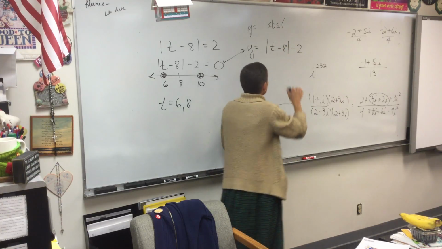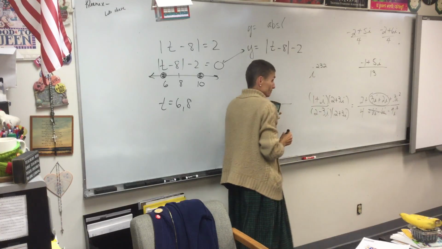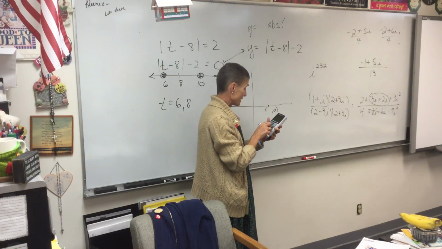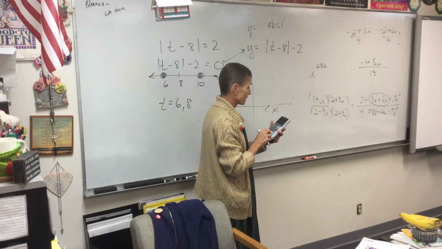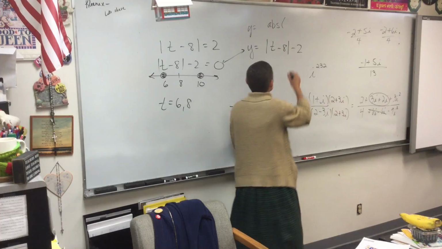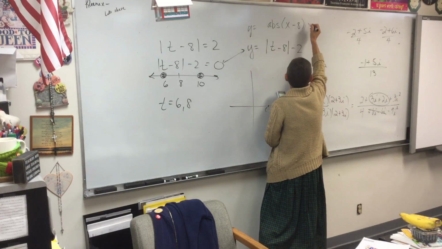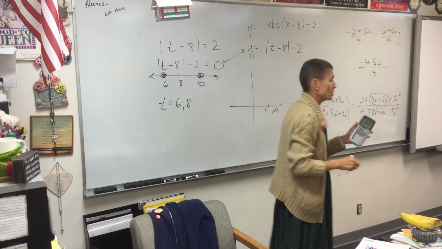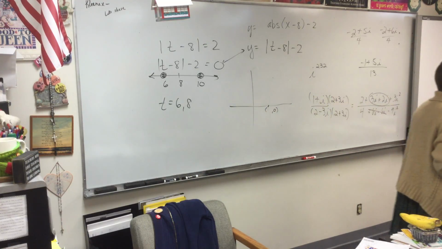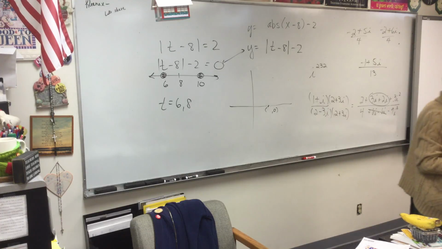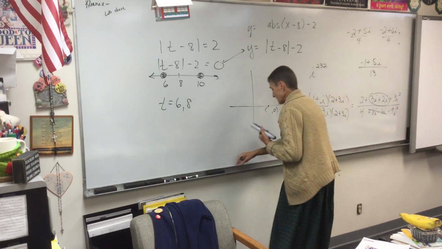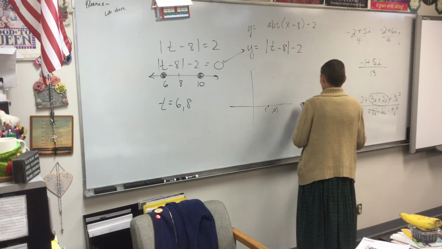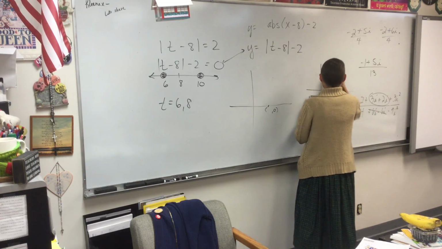Now, some of your calculators actually put the bars in there. Mine does not, but some of the newer ones do. And then you type in x minus 8, and then you close that off, and then hit minus 2. Now, I did not change my window from yesterday, so I have no idea if I'm going to see what I need. I just typed it in with the window I had, and this is what I see.